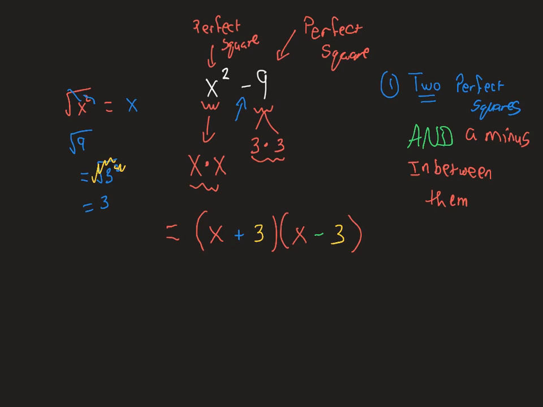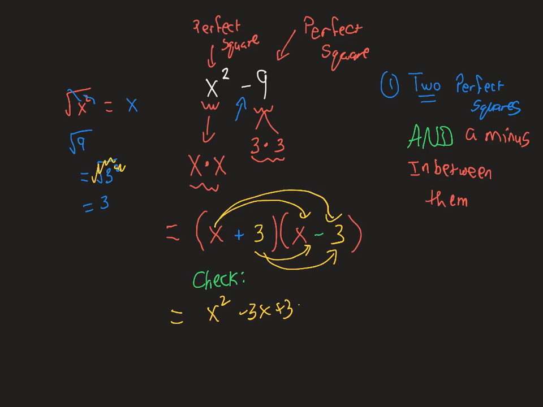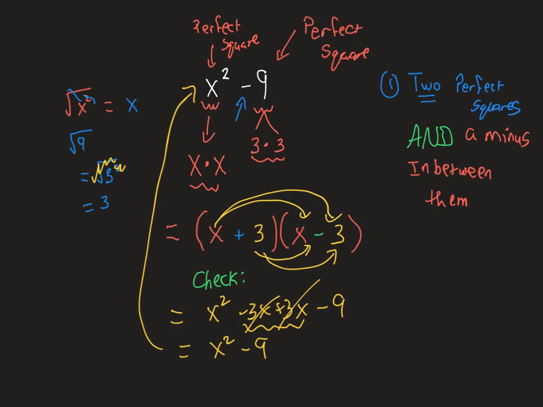Now, if you doubt that this works, try distributing and check. So how can I check if I'm right? Well, just go Pokemon Go on it again and check whether it works. I'm going to use yellow here for Pikachu. So if I'm checking this, I'm going to get x times x, which is x squared, minus 3x, plus 3x, and minus 9. Well, I have a minus 3x and a plus 3x. They go bye-bye. So I'm left with x squared minus 9, which is exactly what I started with.